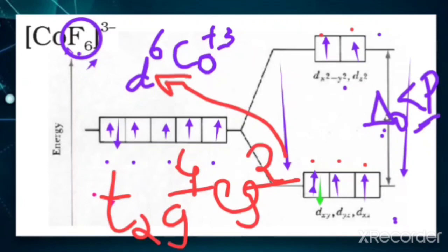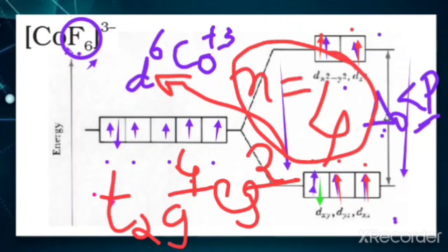So here the configuration for this complex is t2g4 eg2. That means, how many unpaired electrons are present when you look here? This electron is unpaired, this one is unpaired, and here also 2 unpaired electrons are there. So total 4 unpaired electrons are there, that is n equals 4. So this gives the value of unpaired electrons equal to 4, that it is paramagnetic.